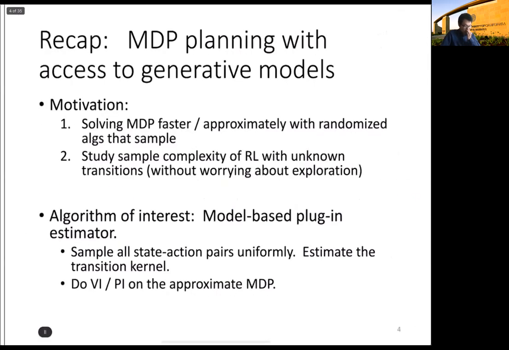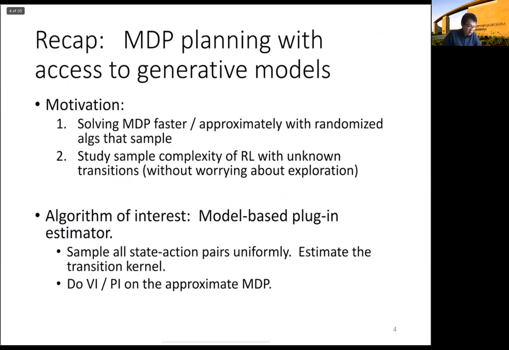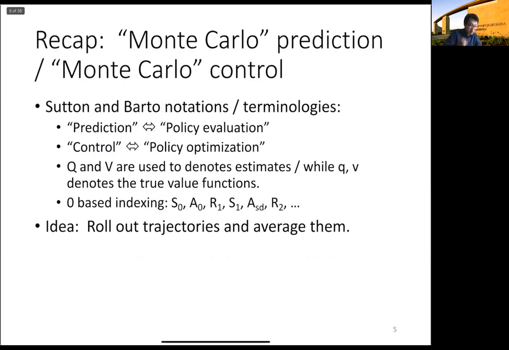Okay. So we talked about MDP planning with access to a generative model. We studied the sample complexity of them, and these are closely related to the model-based plugin estimator. So when it comes to the model-based approaches, many of these ideas from the generative model setting that we learned are more or less directly applicable. So let's not worry about that for now.